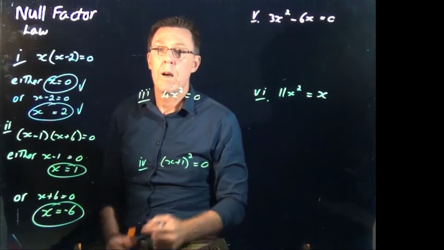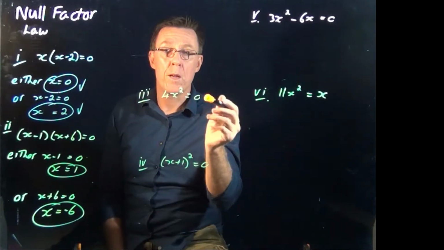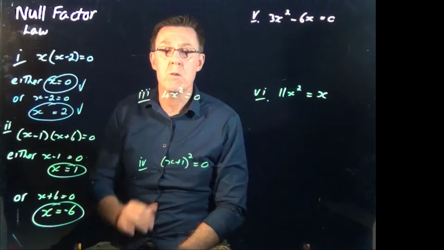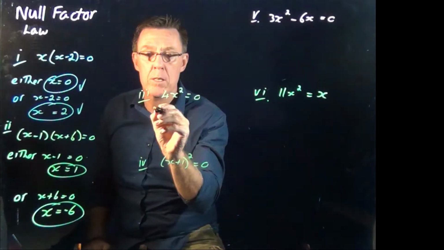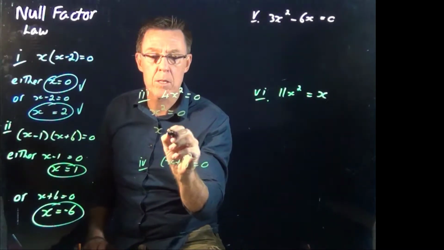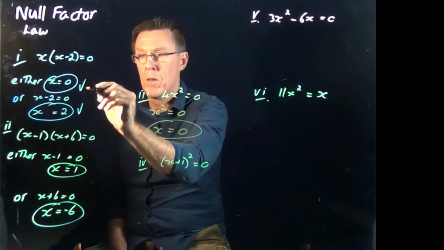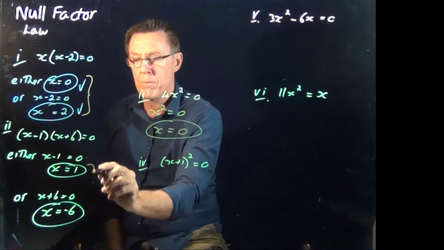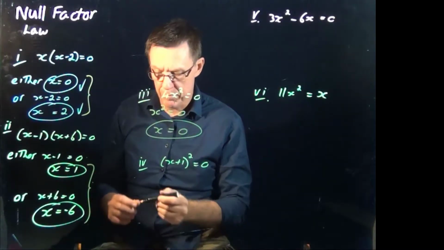This one, I have two numbers multiplied together to give 0. 4 multiplied by x squared, so one or the other has to be 0. Well, clearly 4 can't be 0, so the only situation is that x squared has to be equal to 0, which means x itself has to be equal to 0. Only one solution. Two solutions there, two solutions there, only one solution there.